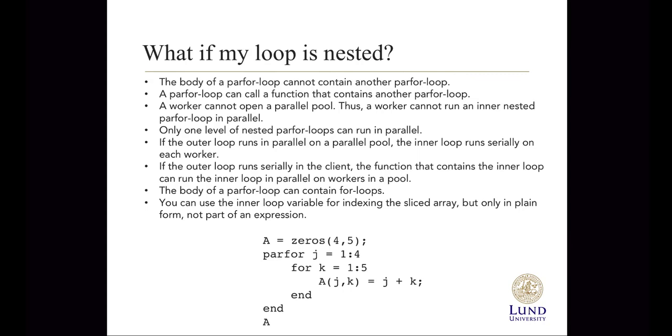So only one level of nested par for loops can run in parallel. If the outer loop runs in parallel on a parallel pool, the inner loop runs serially. If the outer runs serially, then the inner loop can run in parallel on workers within some pool that you have access to. And the body of a par for loop can therefore contain for loops. That's not strange. And you can use the inner loop variable for indexing the sliced array, but only in plain form. Only like this. You can't have it as an expression here.